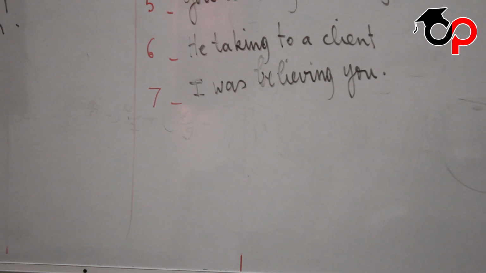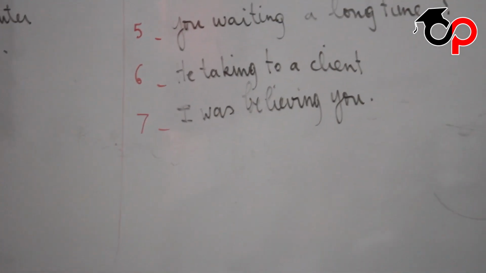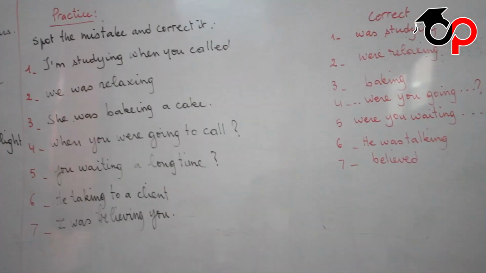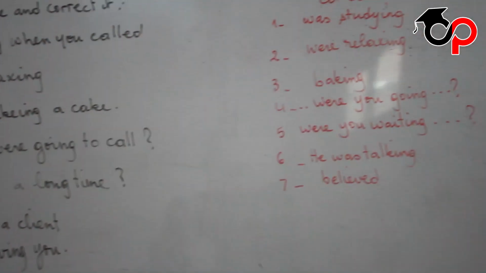So the corrections. For the first one, we say I was studying. For the second sentence, we were relaxing. For sentence 3, baking, there is a spelling mistake, so we omit the E. For sentence 4, when were you going? So the word order. In sentences 5 and 6, there is a missing word, so the auxiliary is missing. In 5, it is missing at the beginning because it's an interrogative form. And in sentence 6, it's between the subject and the verb ing form. And the last sentence, the verb to believe cannot be used in the progressive form. And we use instead the past simple.